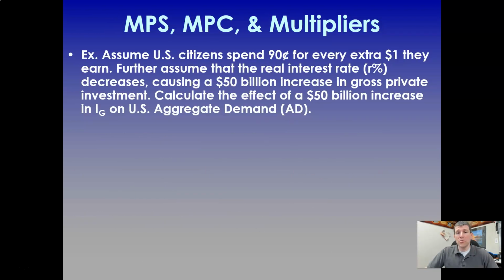All right, so let's run through a few examples and see how this works. So in this example right here, assume U.S. citizens spend 90 cents for every extra dollar they earn. Further assume that the real interest rate decreases, causing a $50 billion increase in gross private investment, that's IG, in C plus IG plus G plus XN. Calculate the effect of a $50 billion increase in IG on U.S. aggregate demand.